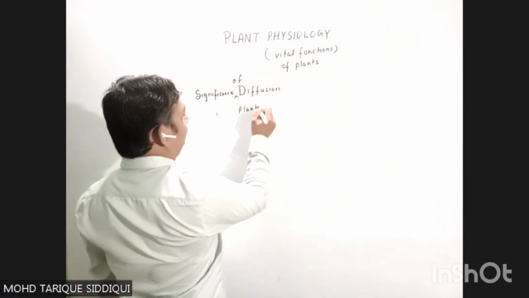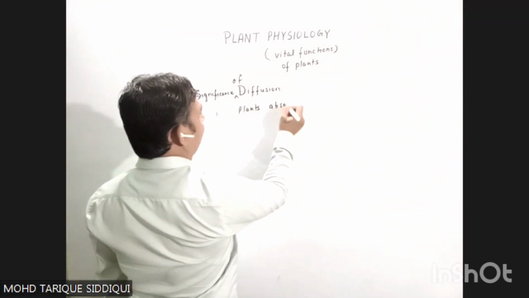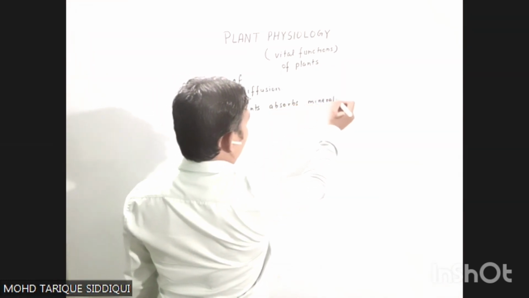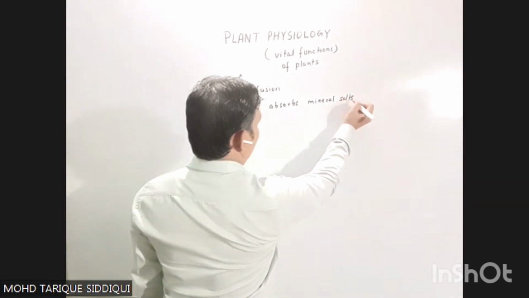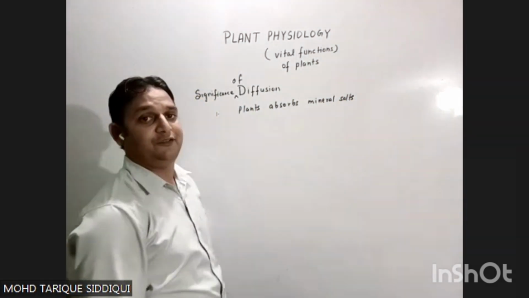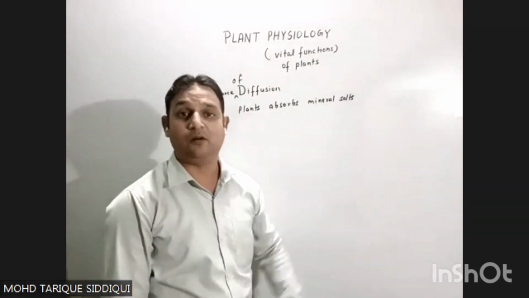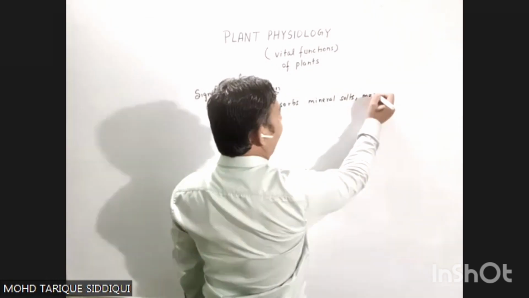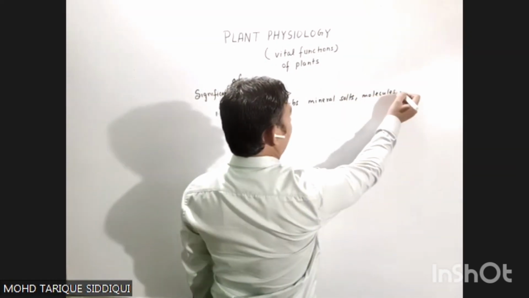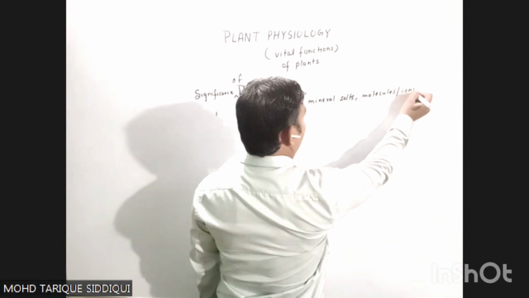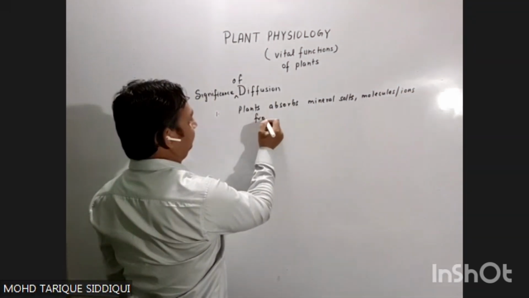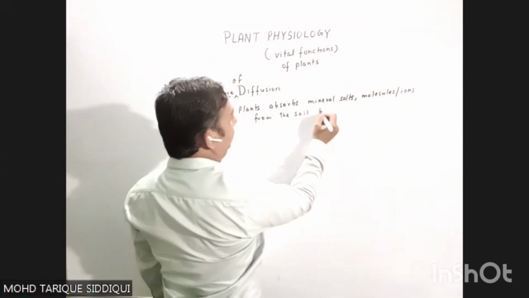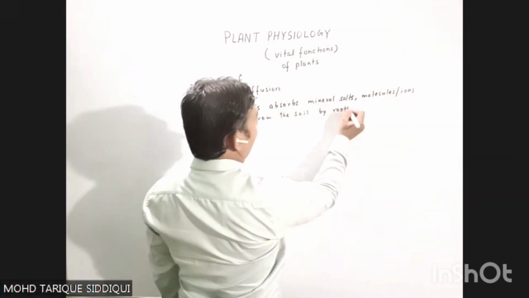Significance of diffusion. Plants absorb mineral salts, molecules or ions from the soil by root by diffusion.